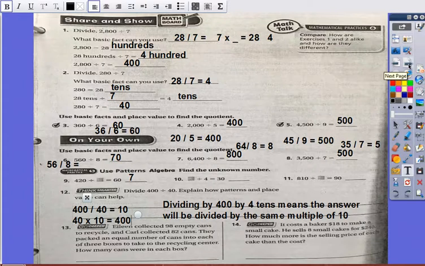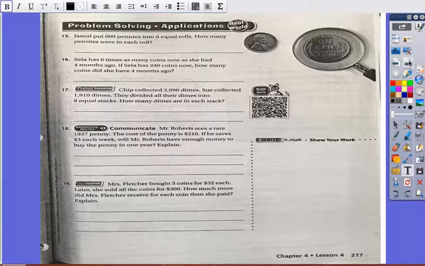A multiple is the number that you land on. Your factors are the ones that you use to get to your multiple. So 40 and 10 would be your factors, and what you land on is your multiple. Alright, let's go to the next page.